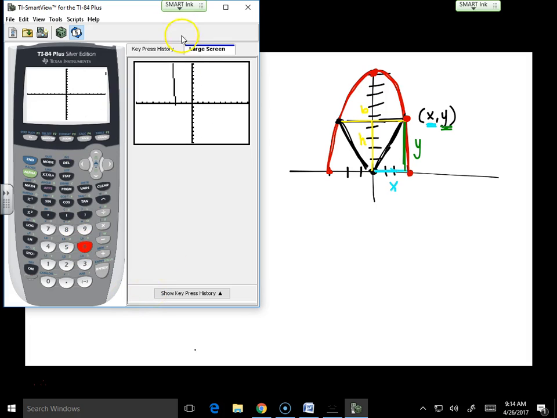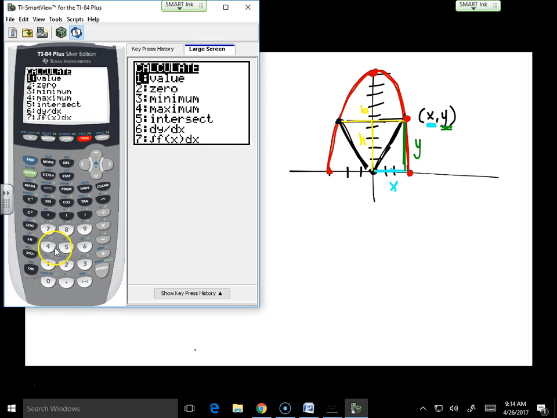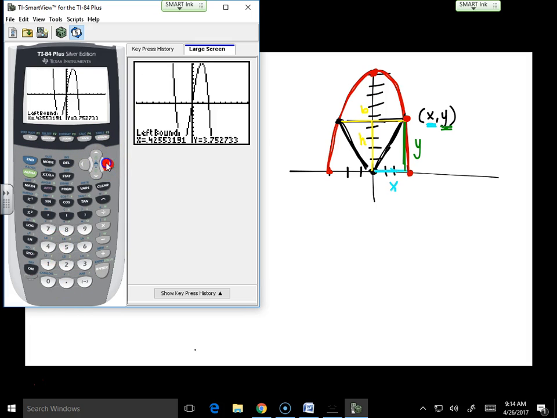Is there a max? There he is. Let's see if my window's good enough for me to find him. We can use the maximum feature, which is number 4. We can go a little before. We can go a little after. Now, how do I use this answer in order to be able to answer my question over here?